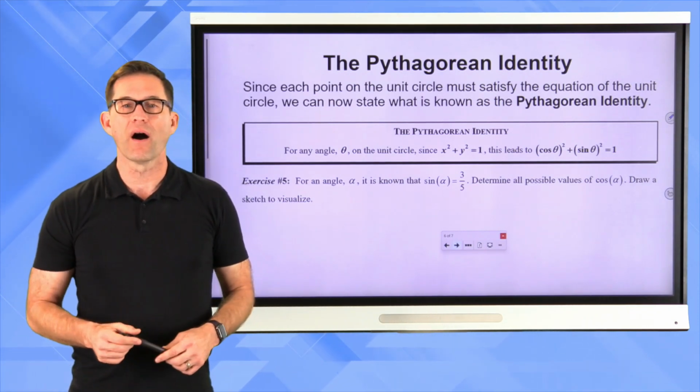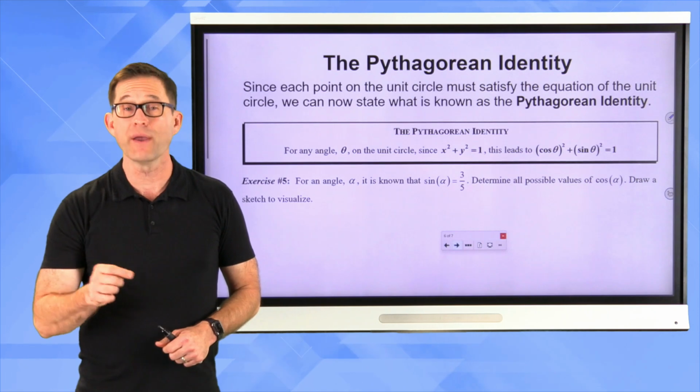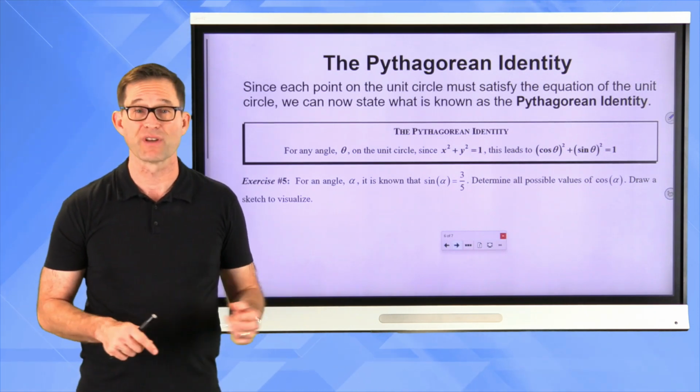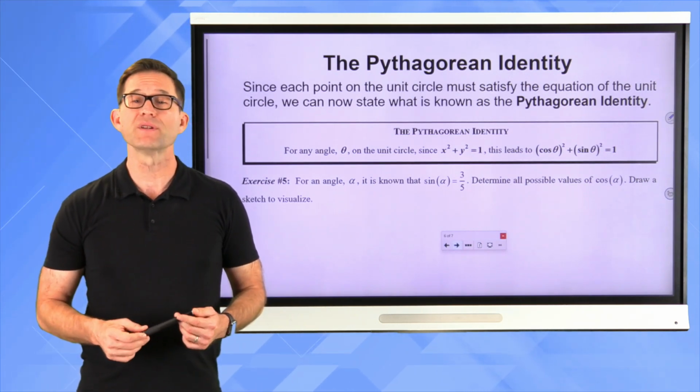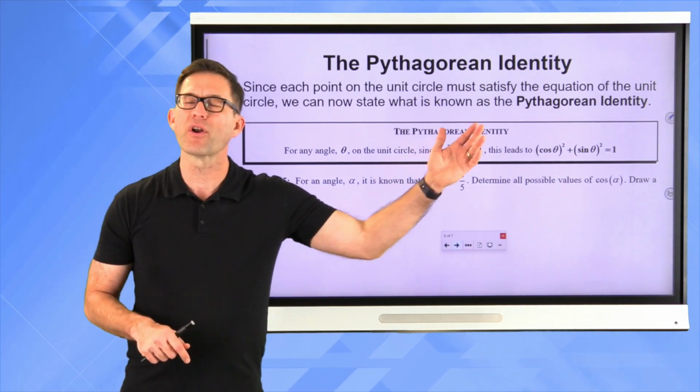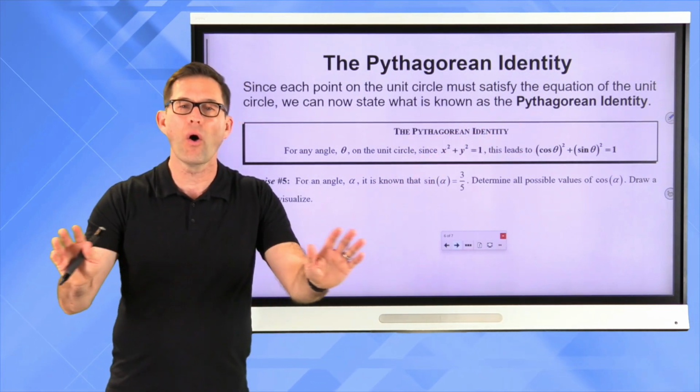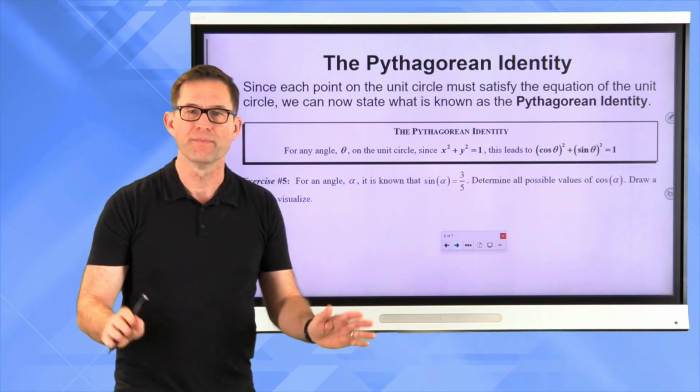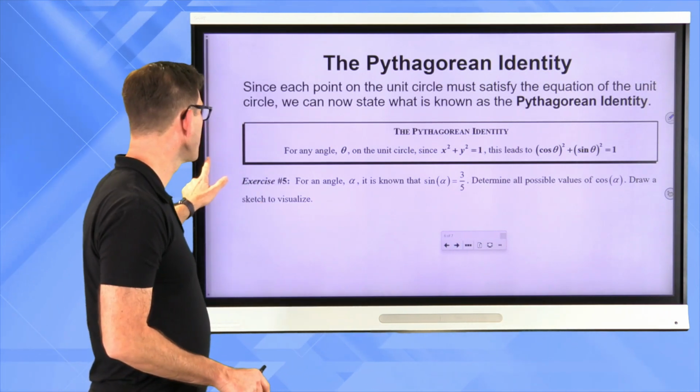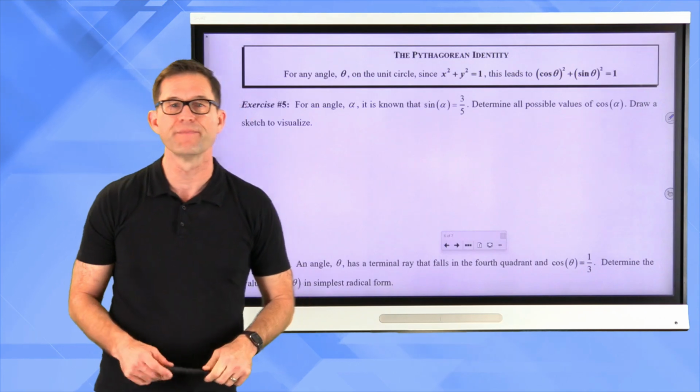Okay, let's talk about what's called the Pythagorean identity. Since each point on the unit circle must satisfy the equation of the unit circle, please see 2 exercises ago, we can now state what is known as the Pythagorean identity. Remember, an identity is an equation that is always true. Always true.